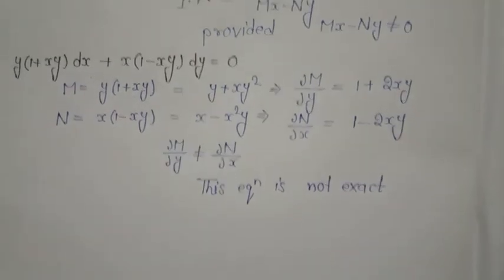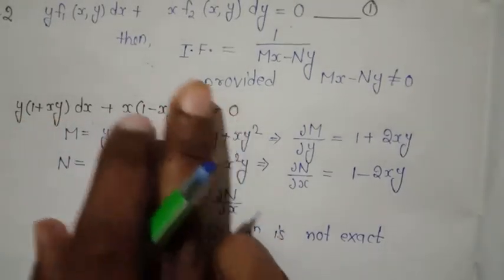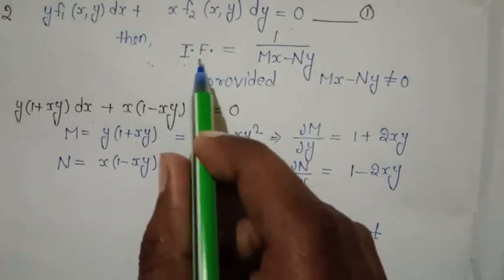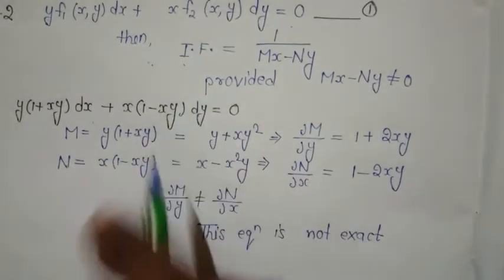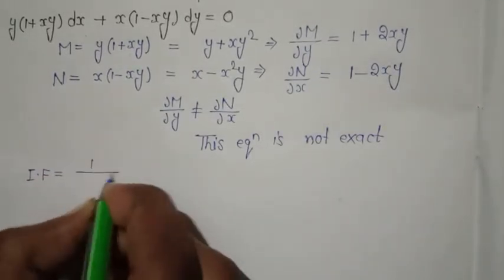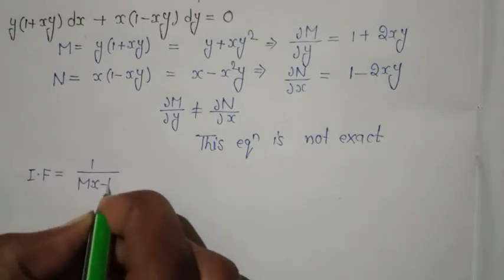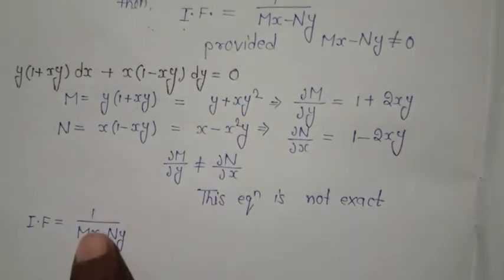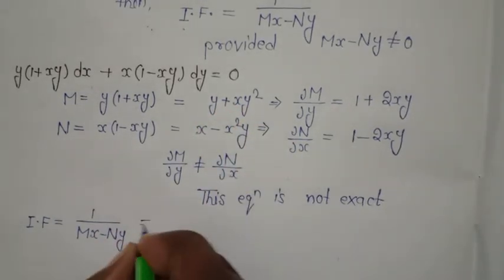But yes, it is present in this form, so we can apply this method to solve such type of differential equation. So I am going to find the integrating factor for this differential equation. Integrating factor is equal to 1 upon (Mx minus Ny). What is the value of M here? y plus xy squared. So I am going to multiply with x and then I will put it here.